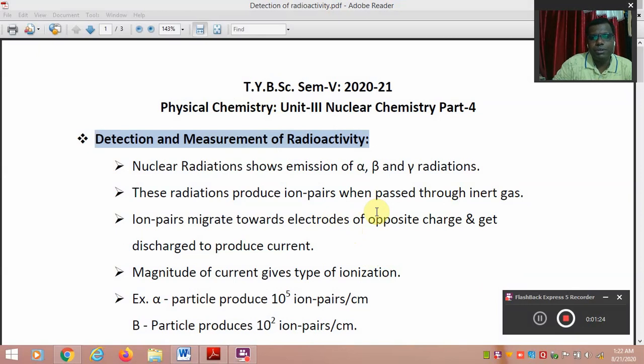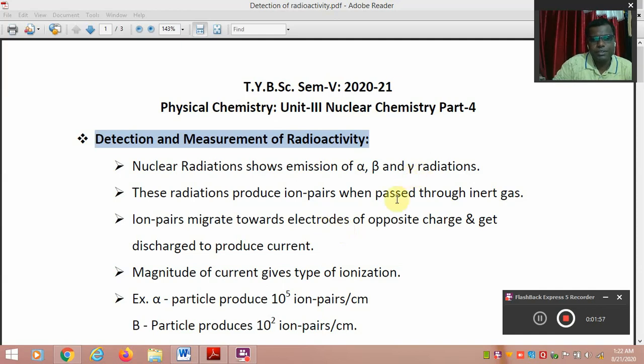Whenever any particular radio element undergoes disintegration, it emits some radiations like alpha, beta, or gamma radiations. Then, how these radiations can be detected and measured with the help of various instruments, that was part of our previous discussion. Based upon the same, today in this part of the lecture, we are going to discuss the detection and the measurement of radioactivity.